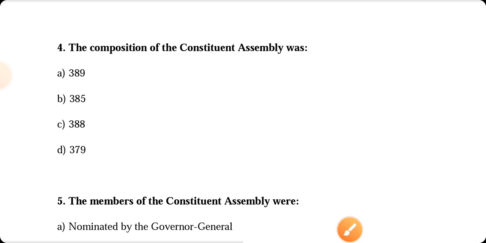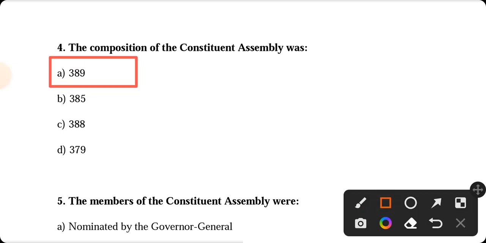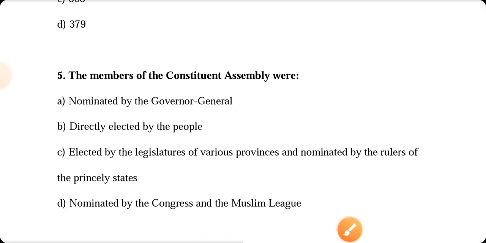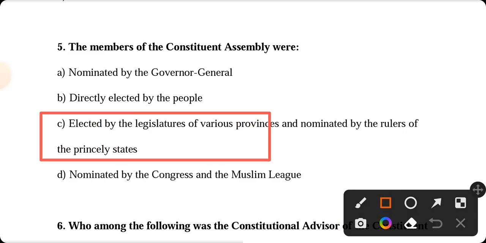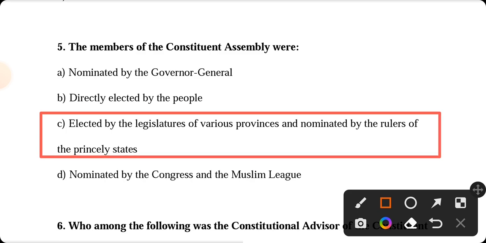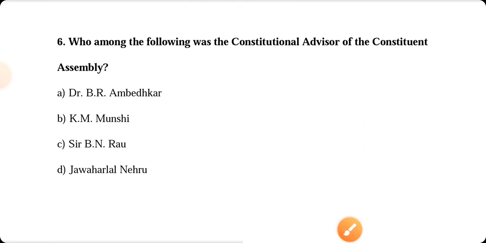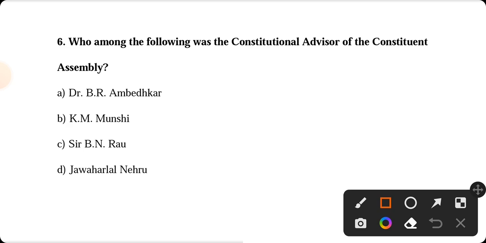Fourth question: the composition of the Constituent Assembly, meaning total members present in the Constituent Assembly, was around 389. The members of Constituent Assembly were elected by the legislation of various provinces and nominated by the rulers of princely states. Who among the following was the constitutional advisor of the Constituent Assembly? Sir B.N. Rao was the advisor of Constituent Assembly.